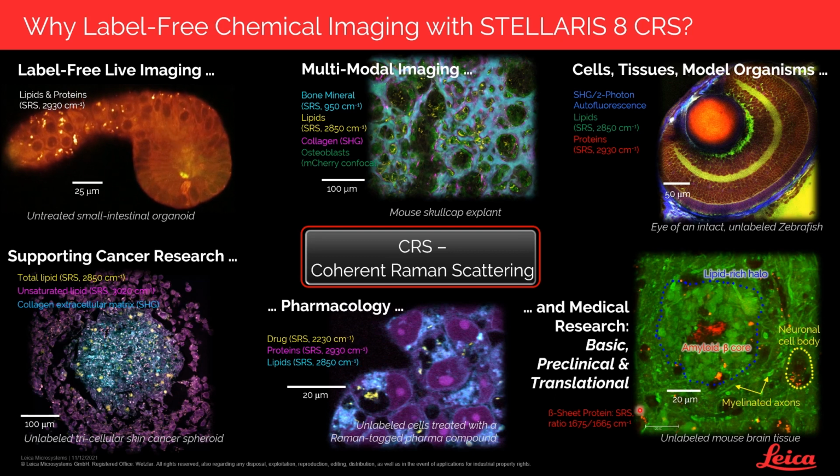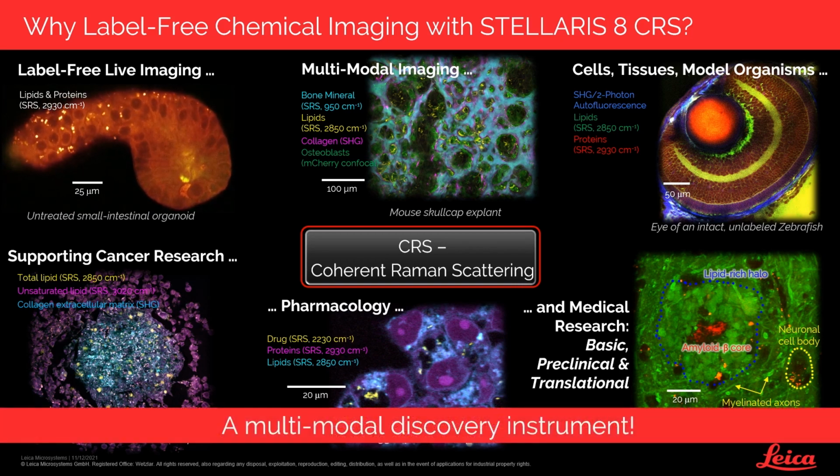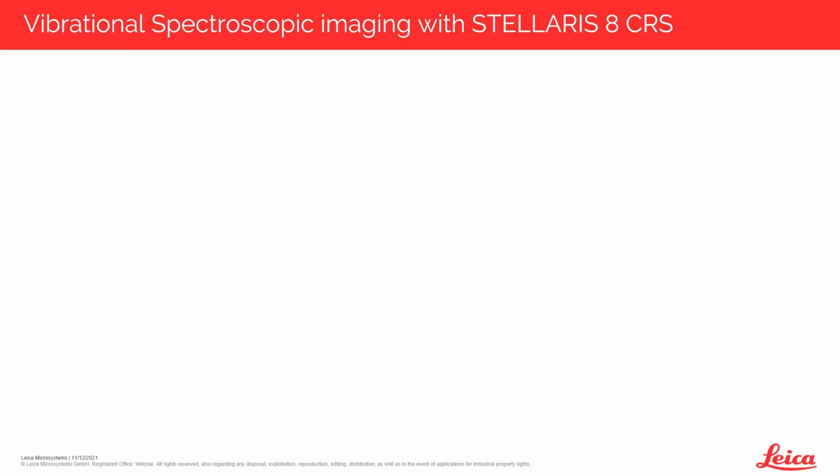In this example of a brain tissue from a mouse model of Alzheimer's disease, we can visualize both healthy and pathological structures based on their different vibrational frequencies that reflect the different biochemical and biophysical properties. In summary, we really have a great multimodal discovery instrument that can support a wide range of research applications. But we can even go beyond these insightful images.